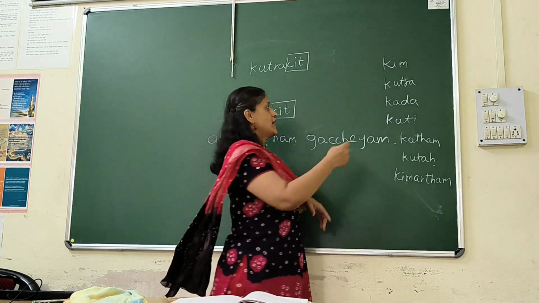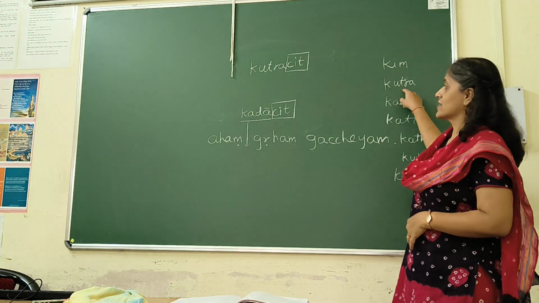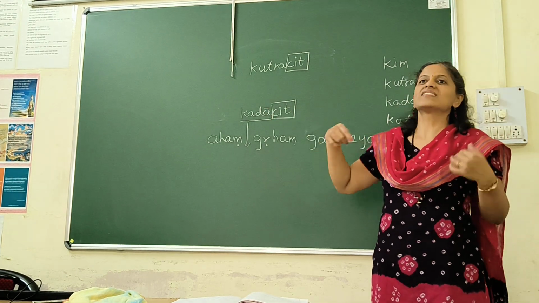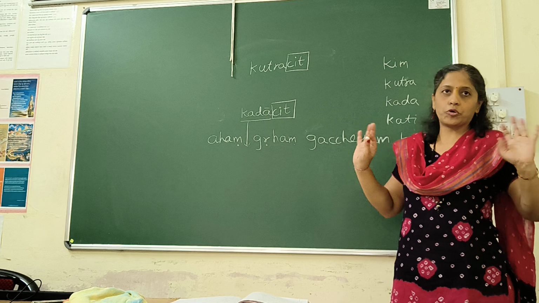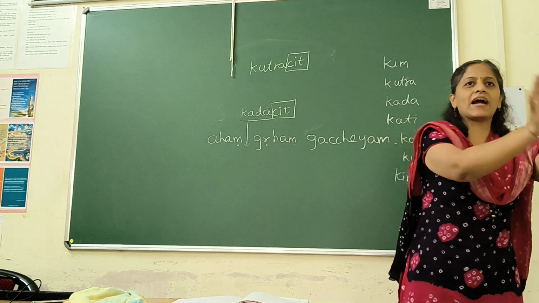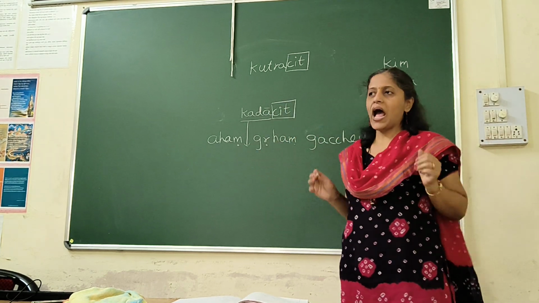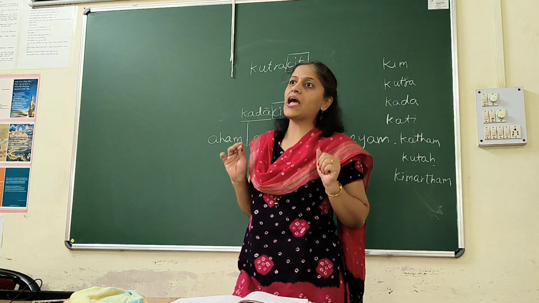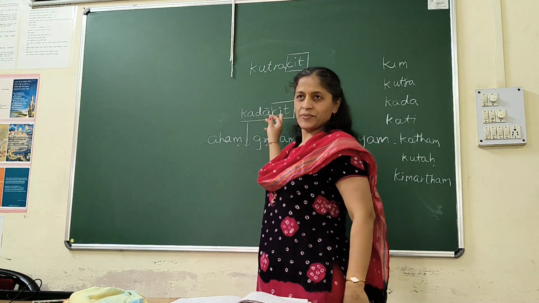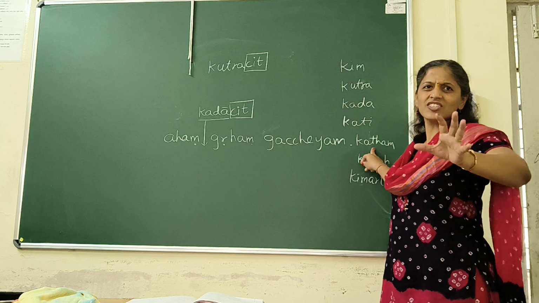If I add kim plus chit, it means someone. Putra plus chit, somewhere. Kada with chit, sometime. When? I don't know, sometime. Kati chit is some, many. I don't know exactly whether 100 or 200 or 300. If I have to say I have some money, and I don't know exactly how much, I will say kati chit. Kathanchit is somehow.